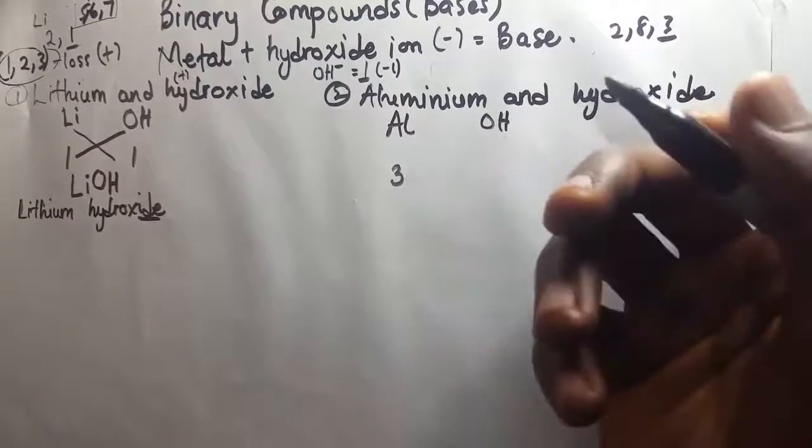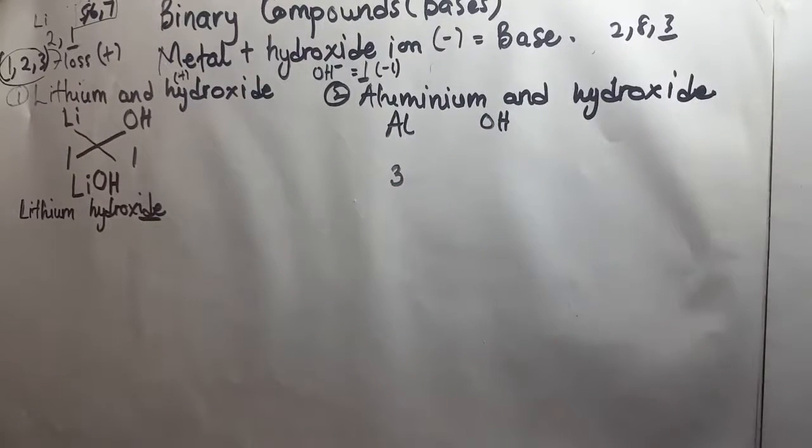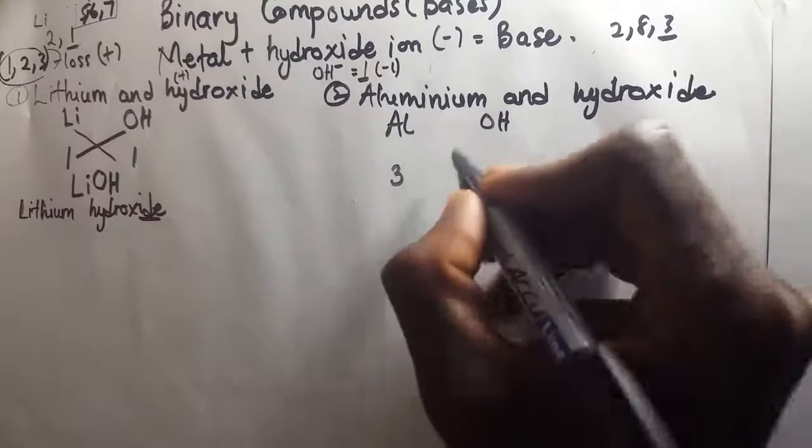I've also said that the valency and the charge have something in common: the charge has the plus or the minus sign, and when you take the plus or the minus away, what you have left is the valency. So OH is definitely 1.